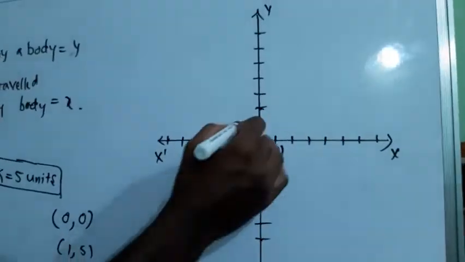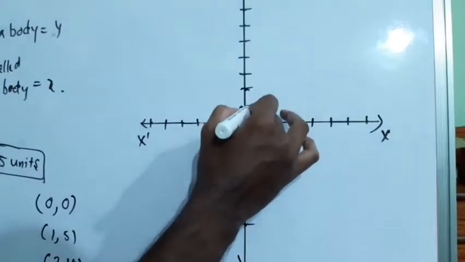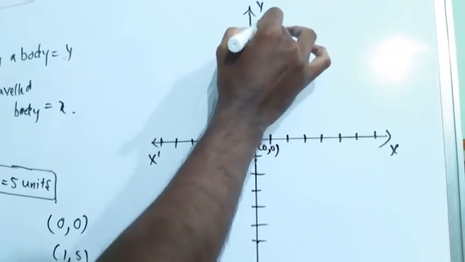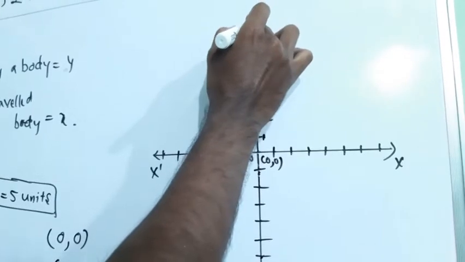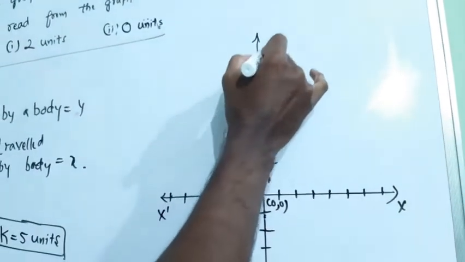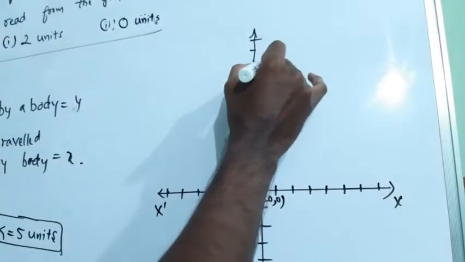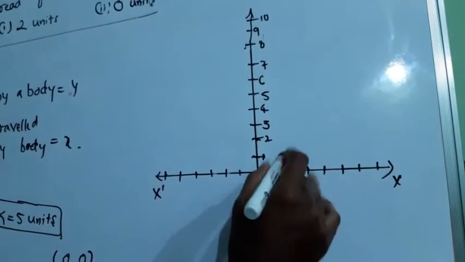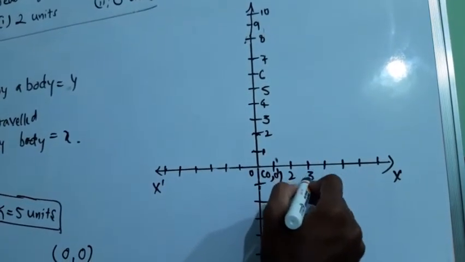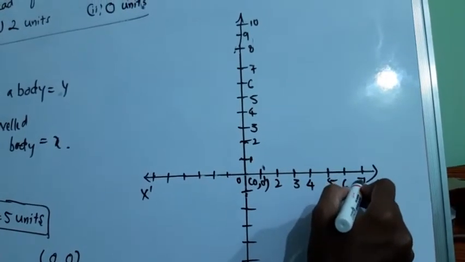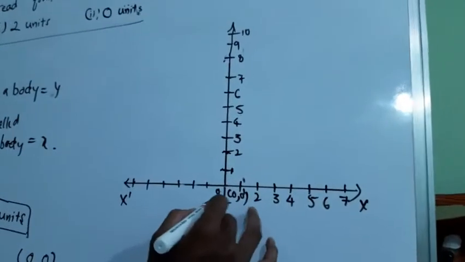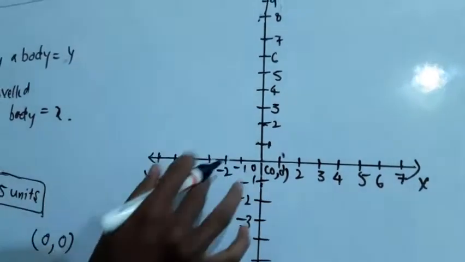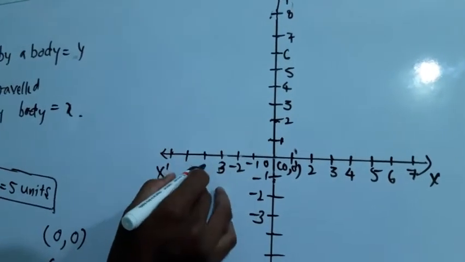On the axes, we mark 1, 2, 3, 4, 5, 6, 7, 8, 9, 10 on the positive side, and minus 1, minus 2, minus 3 on the negative side. Now, I am going to mark the points.